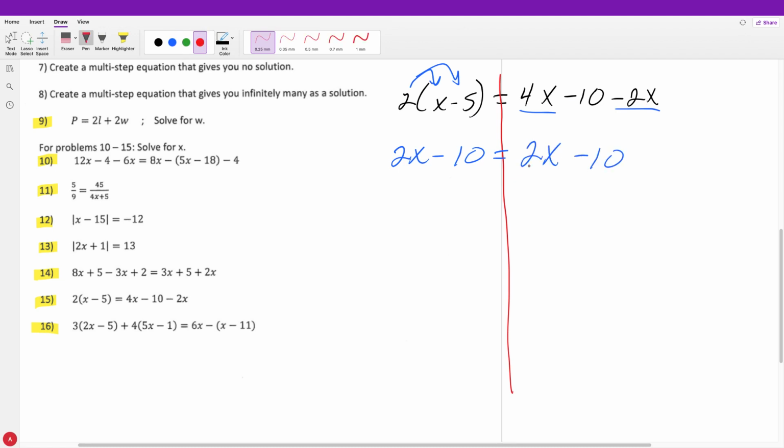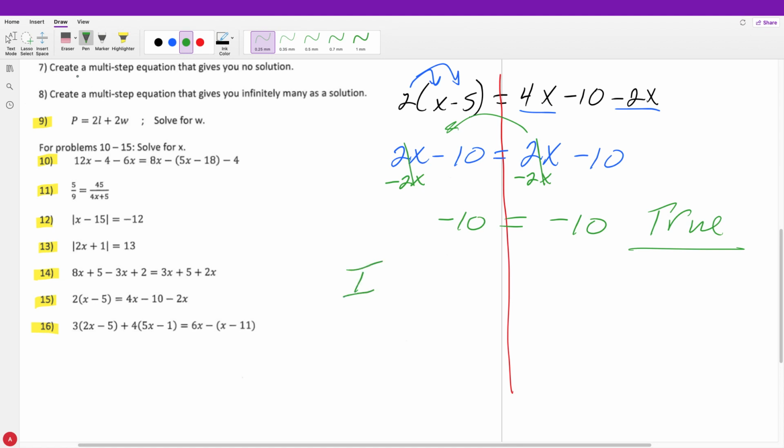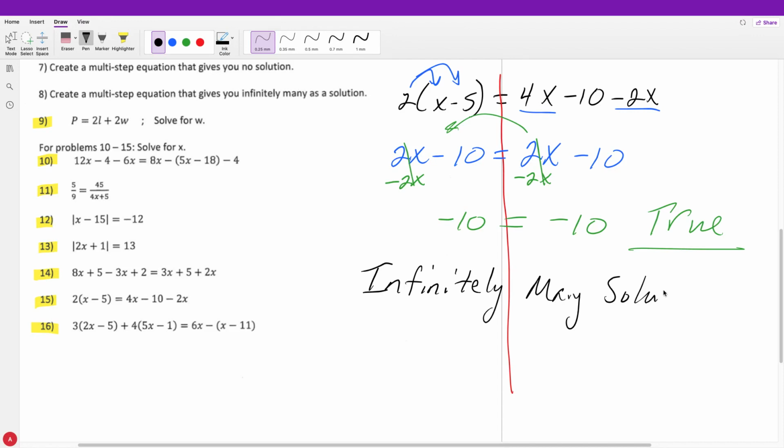Once again, I might be able to know what the answer is just by looking at this right away, but let's continue. I'm going to move my variables to one side, so I have to subtract the positive 2x from both sides. And once again, once I do that, they both cancel out. Now I'm left with negative 10 is equal to negative 10, and this is a true statement. Well, when you get a true statement, this means that no matter what we substitute in, it will always work. So our answer for this question would be infinitely many solutions. Right? No matter what we plug in for x, it will always work.